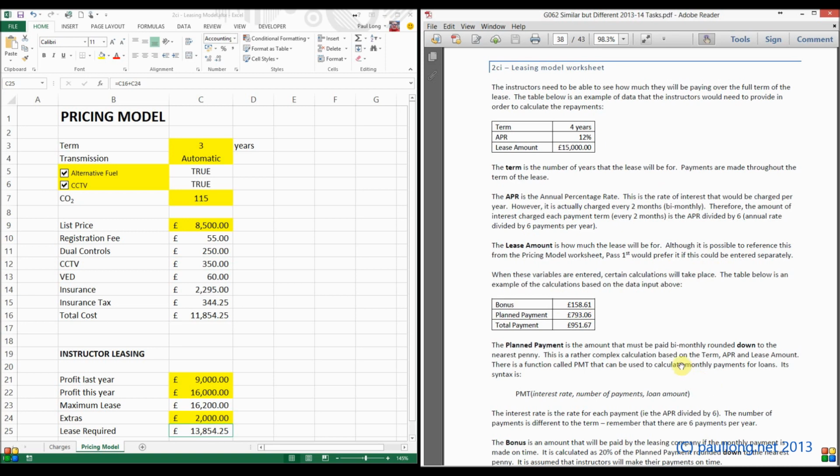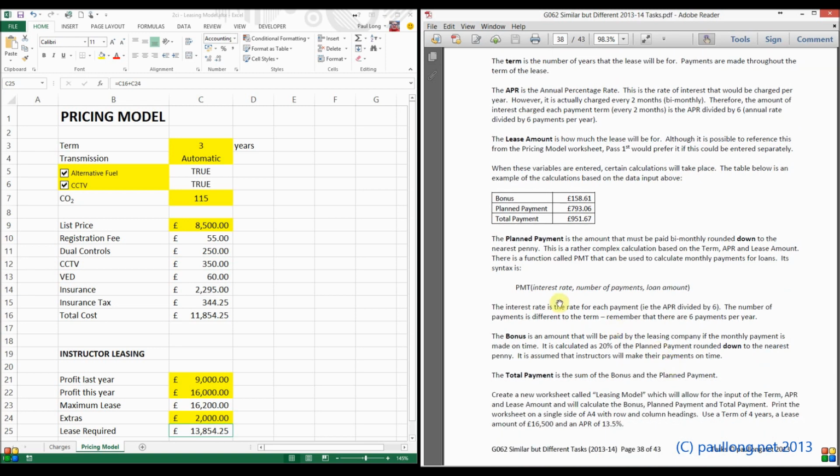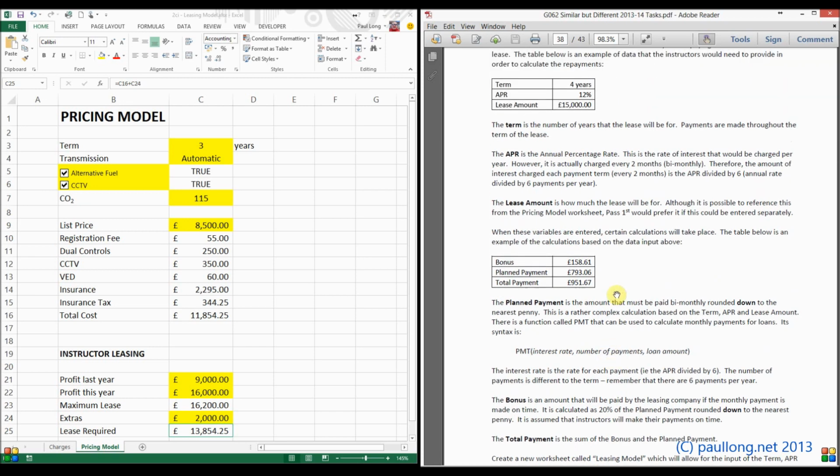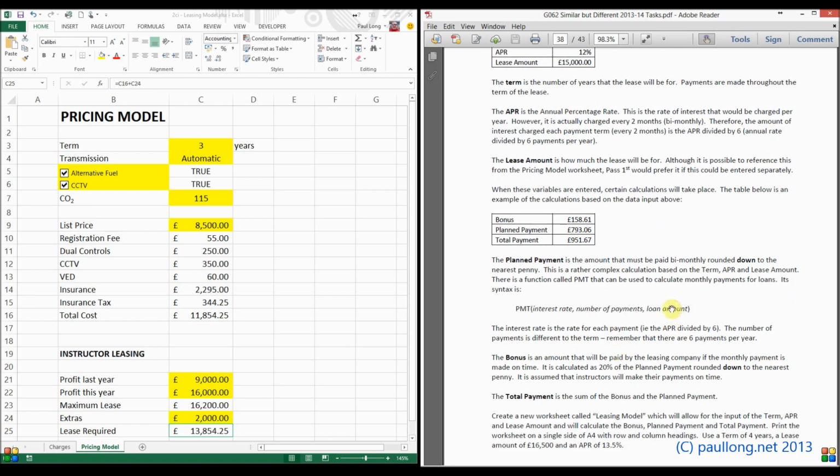Now it's quite a complicated calculation, and we need to use a function called PMT. And what this will do is if we put in the interest rate, that'll be the bi-monthly interest rate. So that's the APR, the annual percentage rate, divided by 6 because it's every 2 months. And then we put the number of payments, well there's 6 payments per year, and then we'll have the term, the number of years. And the loan amount, which is the lease, if we can put that into a function, we'll be able to calculate the planned payment.